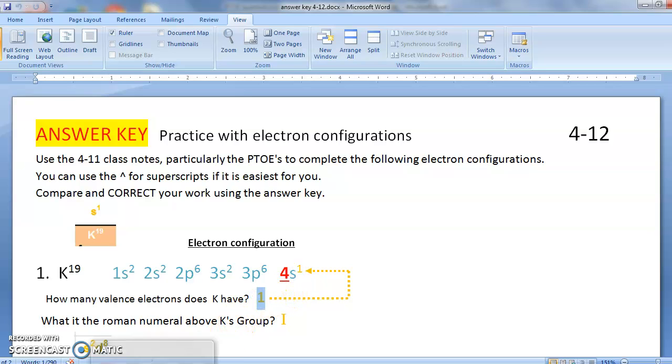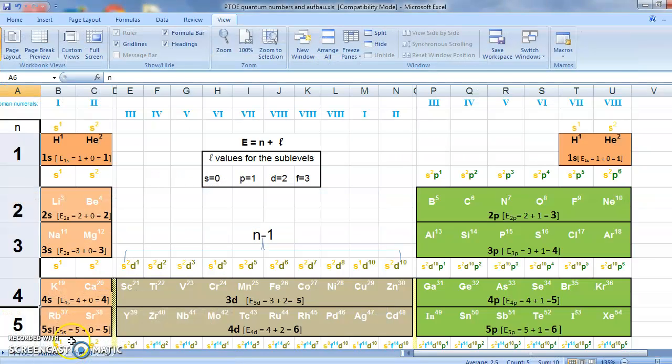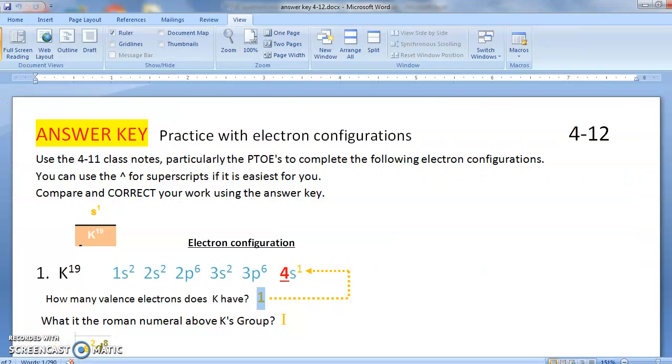Next question is, what is the Roman numeral above potassium? Here's potassium. I go straight up. There's my Roman numeral right here, Roman numeral 1, as it should be. The Roman numerals for the main block families should line up, and the main block families are the ones that the N lines up with. That's the S and the P's. So for the S and P block, the Roman numerals should always match the valence electrons.